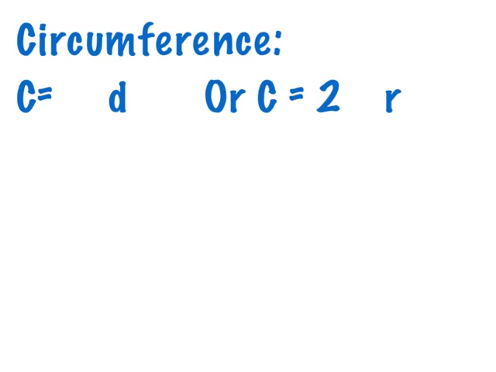Let's start with circumference. So circumference, there's two formulas. Circumference equals pi times diameter, or circumference equals 2 times pi times the radius. But remember, diameter and radius times 2 are the same thing. That's why it's the same formula. Let's do an example.